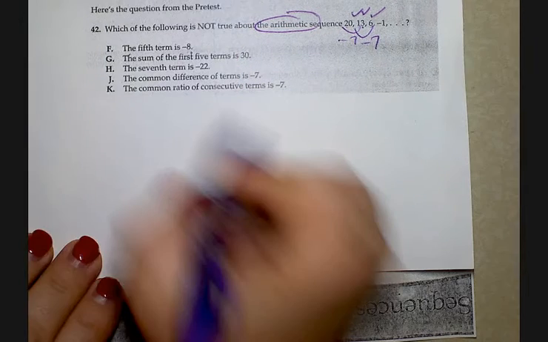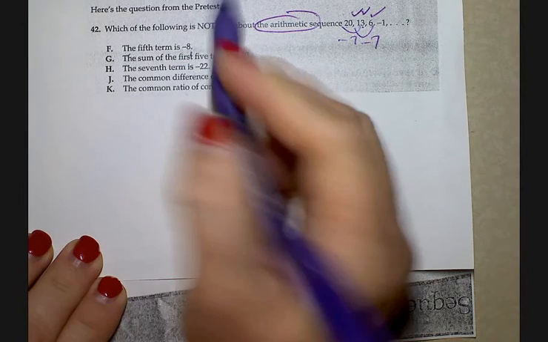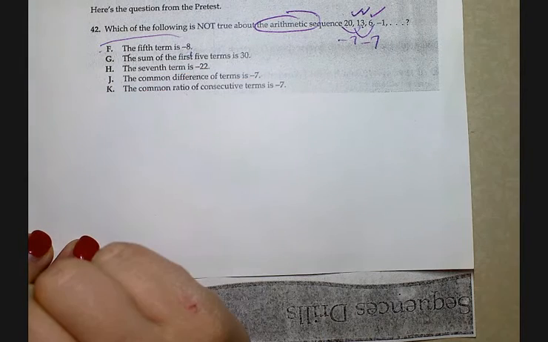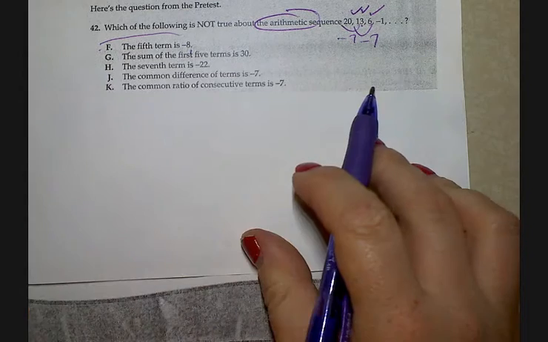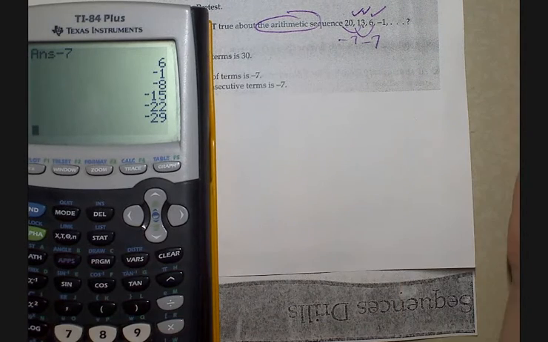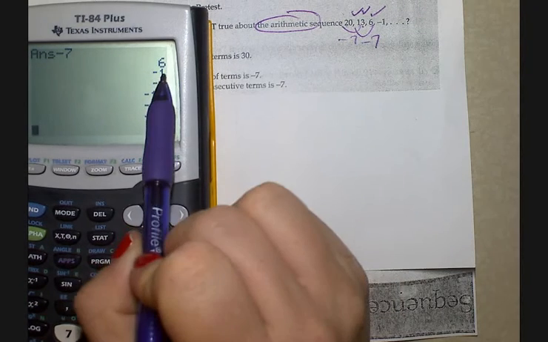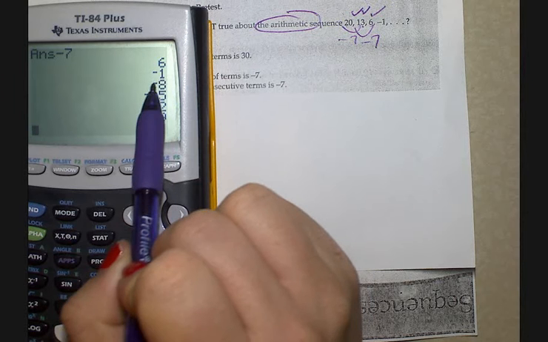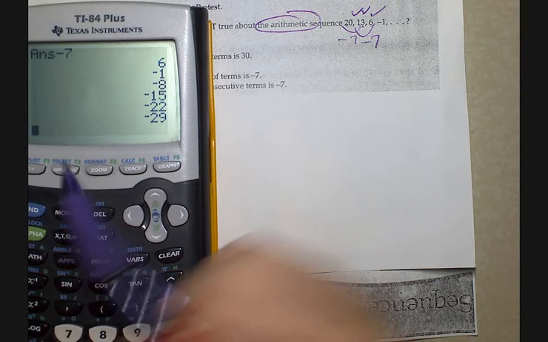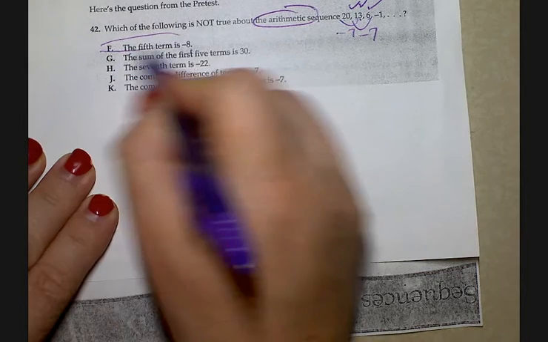Is that what they have? Oh my gosh, maybe it'd be better if I could read. How about let's go back here. So this is the 3rd, the 4th, the 5th. Okay, do you agree the 5th number in the sequence is negative 8? So this is true. We want to know what is not true.